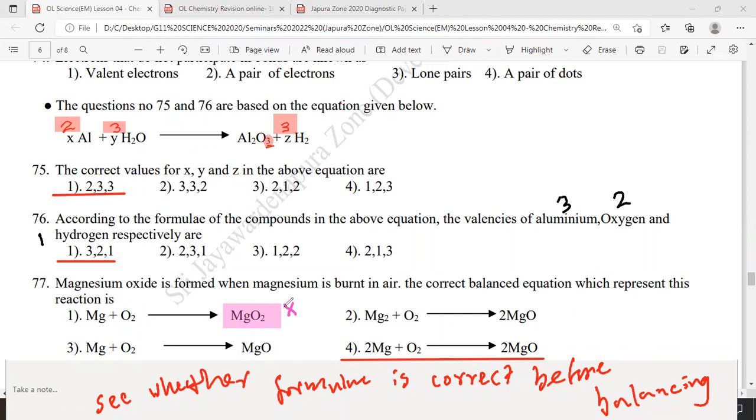Magnesium oxide, you can write MgO2. And the third one is a balancing problem. The formula is correct, but it's not balanced. So why do we have to omit the third answer? Because it's not balanced. Here, the chemical formula is wrong in the first one. In the second one again, magnesium will never become diatomic. That's why it's wrong.